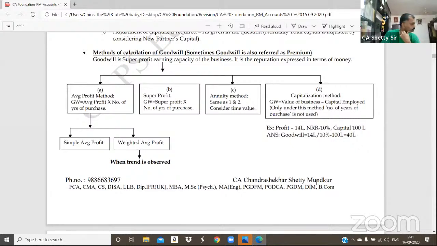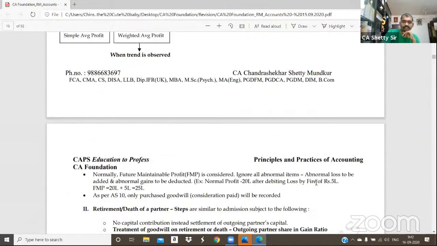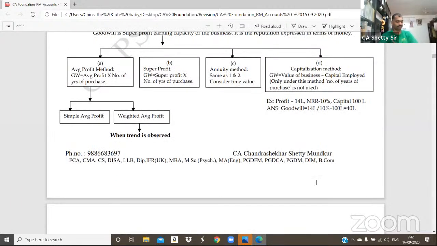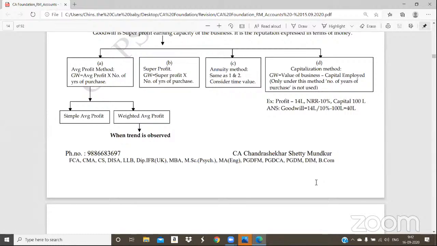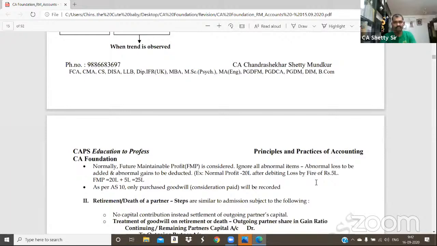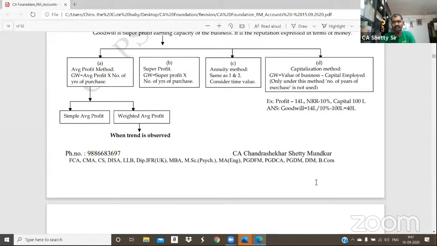Goodwill. Dash, right? Super profit earning capacity of the business. It is an intangible asset. Methods of valuation. Methods of valuation. Two methods.